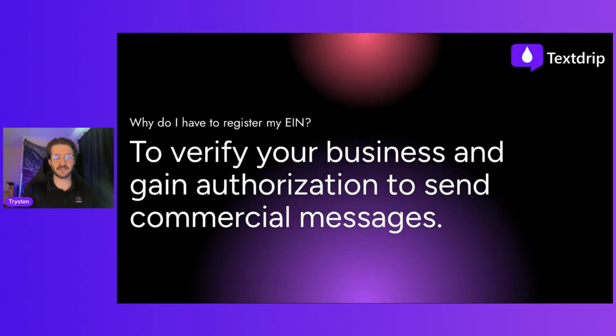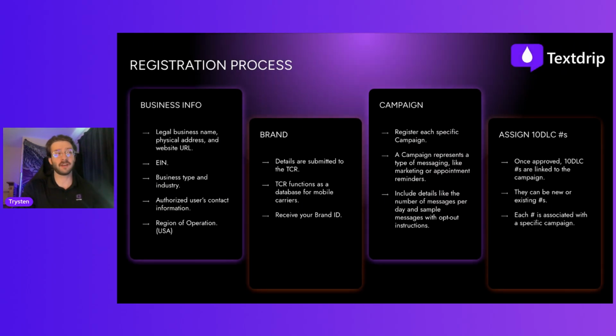Why do I have to register my EIN? I get this question a lot, and it is required by law of the TCPA to verify that your business is legitimate, which gains authorization for you to send commercial messages across carrier networks. That process looks something like this. So step one is just on your end, essentially gathering all of your business information. This includes things like your legal business name, the address, the website URL, the EIN itself. You'll select the business type as well as what industry that business falls in. You provide your authorized user's contact information as well as the region of operation, which in most cases will be the United States.